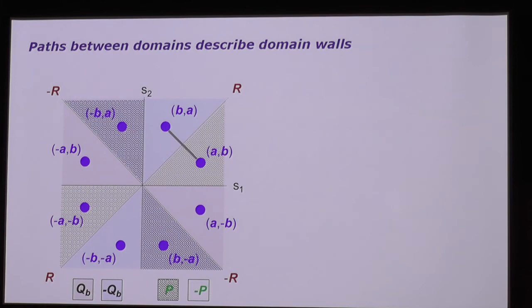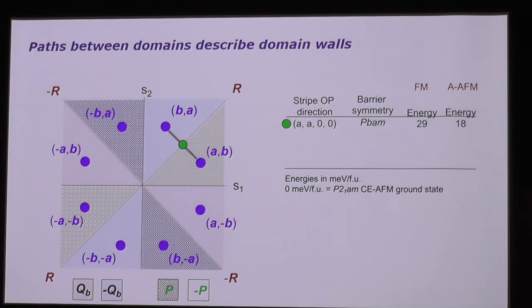So I'll look at how the structure of the energy surface evolves as we go from here to here. With this approach, we won't get quantitative aspects of domain walls, but it can give us some insight into the relative energetics of different types of domain walls. So in particular, in going from this domain to this domain, we can look at what is the midpoint or barrier structure that you need to go through.